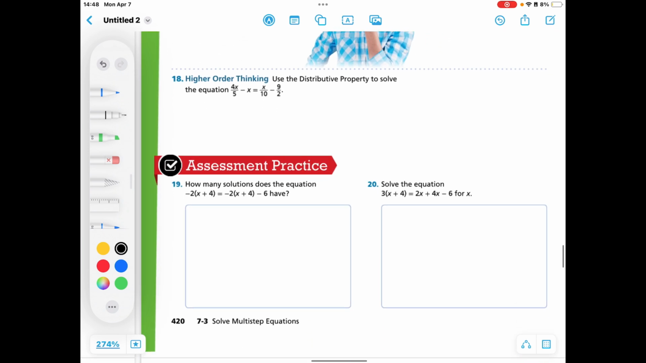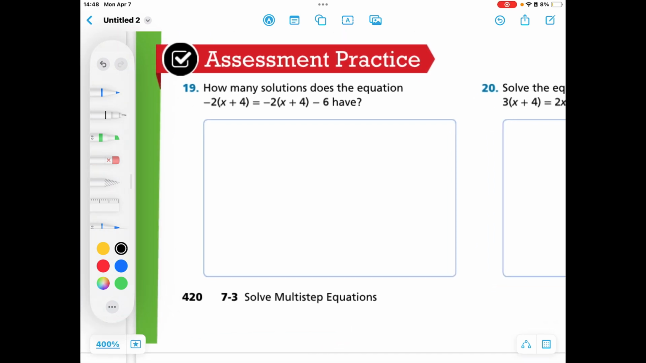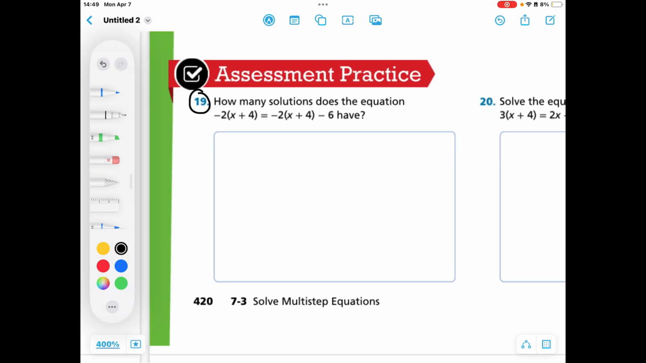All right, last but not least, number 19. How many solutions does the equation have? So this is going to go into different solutions, which is kind of cool to think about. I believe in the next unit we talk about the different solutions and how many they could have. But let's just go ahead and solve.